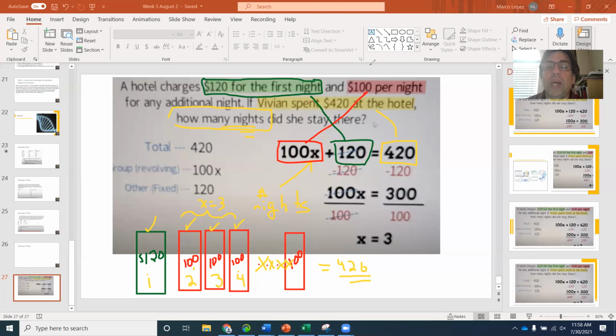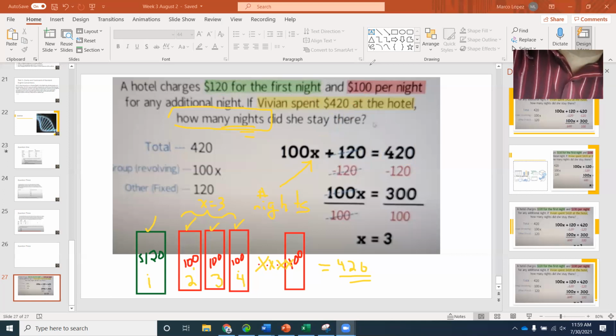Now, how do we solve for X? Oops. Give me a few seconds here. Sorry, I apologize for that.